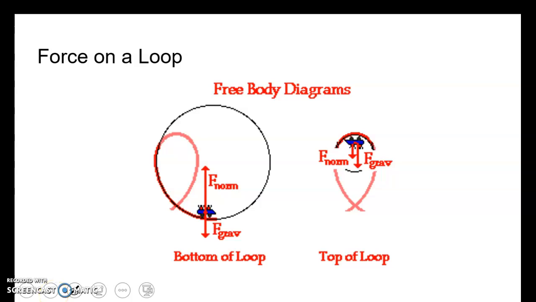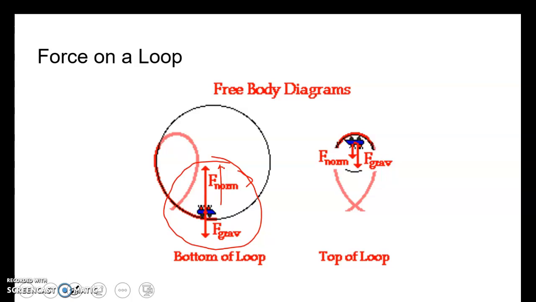Now, when we look at the free body diagrams on the loop-to-loop, at the bottom of the loop, normal force is upward, gravity is downward. They're going in opposite directions, okay? But we always know that normal force is going to be the greater of the forces because our net force is always going toward the center of the circle. So normal force is greater than gravity at the bottom of the loop.